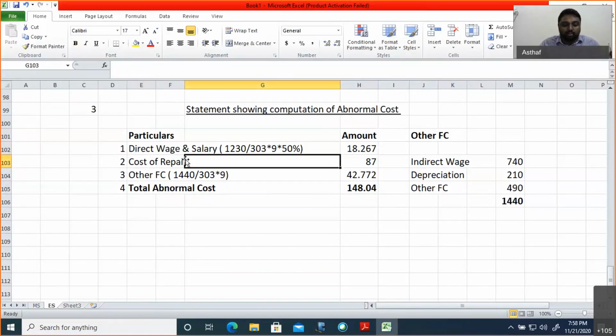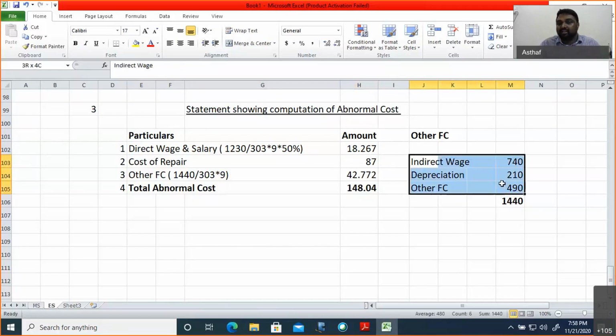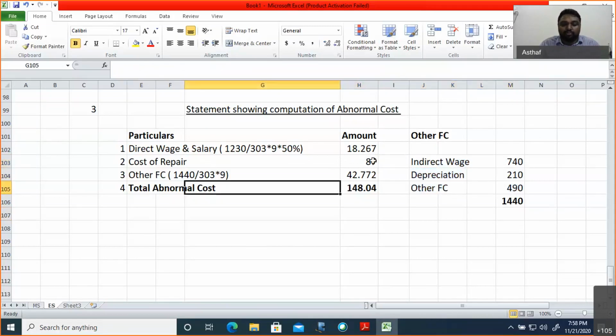This cost of repair, the entire amount is for this lockdown, because of the flood only. That is the reason we have not apportioned it. This other expense is for the entire year, and since this is for the entire year, we have apportioned it. But repair is only for this period. That is why we have taken direct allocation. So hope all your doubts are clarified. Any other doubt, please ask.